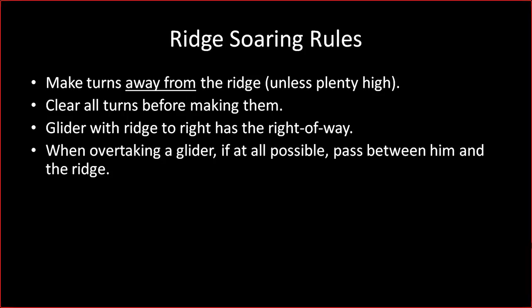If you're overtaking a glider, why is he going so slow and I want to go fast? Whatever. If you're overtaking a glider, if it's at all possible, pass between him and the ridge. The rationale for this is you don't want to trap him between you and the ridge, because if he hits some big sink right now and you're just upwind of him, he has nowhere to go. He has to choose between hitting the ridge and hitting you. So don't put him in that situation just so you can pass.